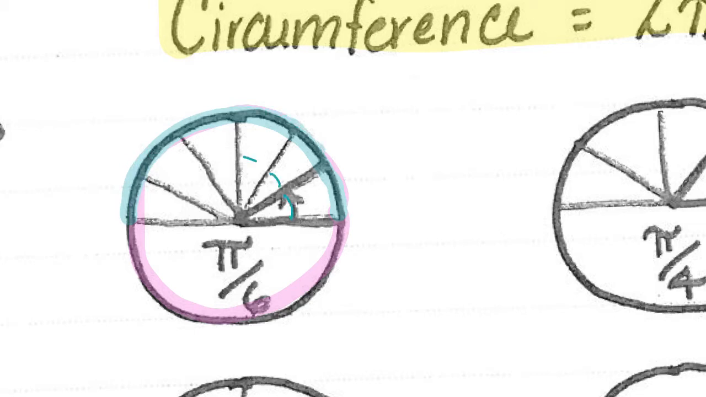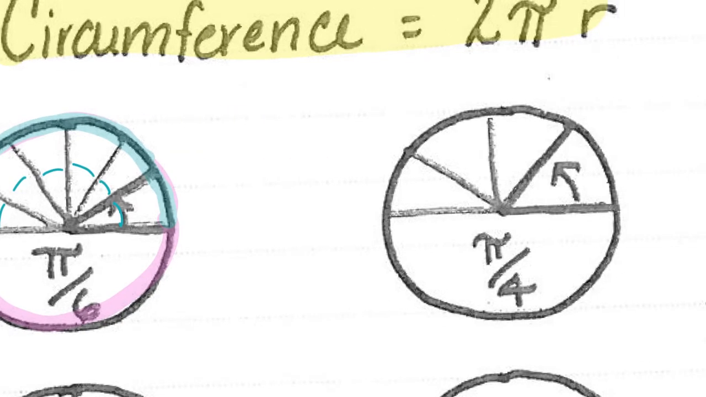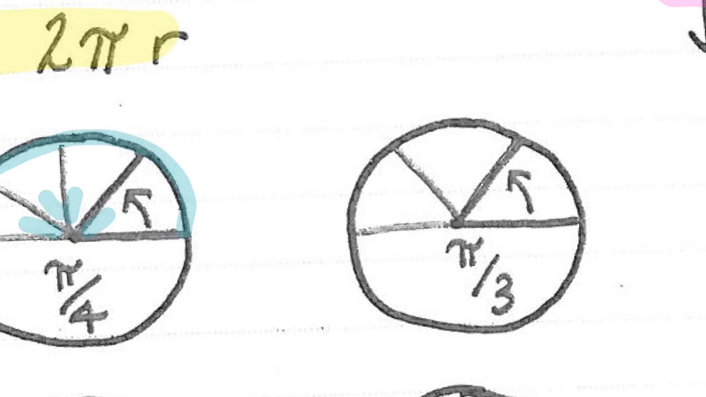1, 2, 3, 4, 5, 6. So the first one is pi over 6. The next is pi over 4. So again, we're just talking about the measure pi, and I've split it into 1, 2, 3, 4. Pi over 4. Pi over 3. Again, we're talking about the measure pi. Pi over 3.